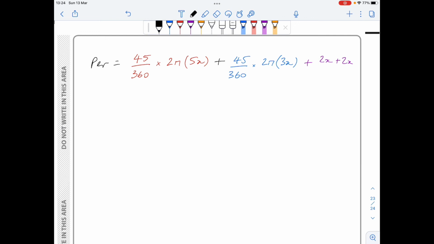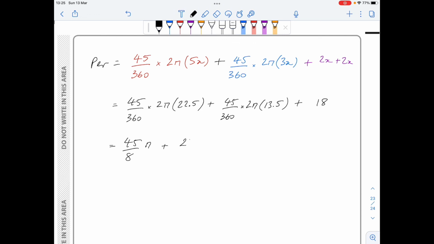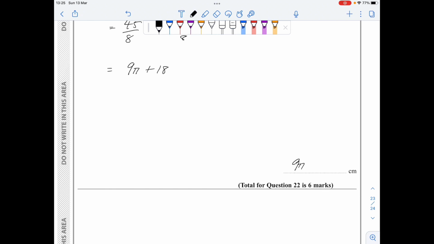Now we found x to be 4.5, so let's substitute this into my formulae. 45 over 360 times 2 pi times 22.5, that's the value for 5x, plus 45 over 360 times 2 pi times 13.5, that's 3x, plus, and then I have 4x's, each one being 4.5, so I've got a total of 18. Now if I put this on the calculator, each one separately, I'm going to get 45 over 8 pi plus 27 over 8 pi plus 18. And then if I add the first two terms, I'm going to get 9 pi plus 18. And this is my final answer.